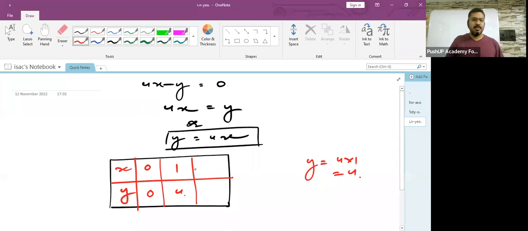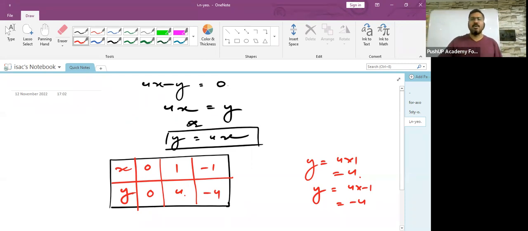Then, shall I take minus 1 here? If I take x is equal to minus 1, then y will be 4 into minus 1, which is equal to minus 4. Now it's very easy to plot.